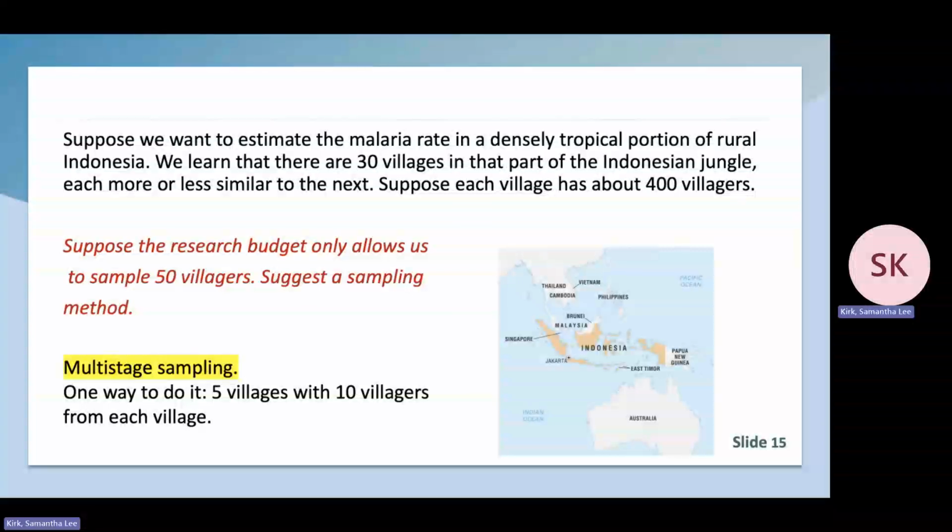There's other ways to do it too. You could choose 10 villages and choose 5 villagers from each one of those villages. You could choose 2 villages and take 25 people from each village. So whatever divides 50, you could work with that.